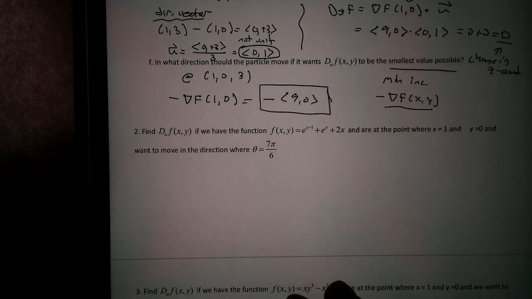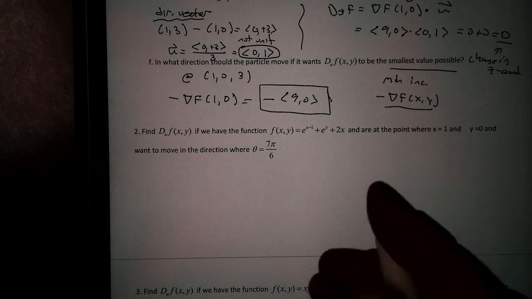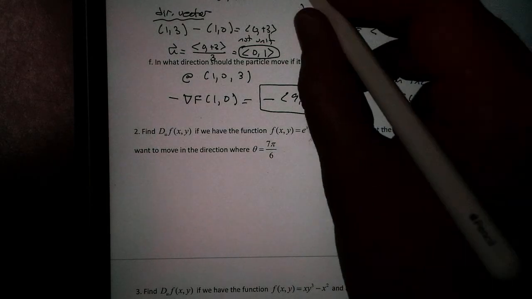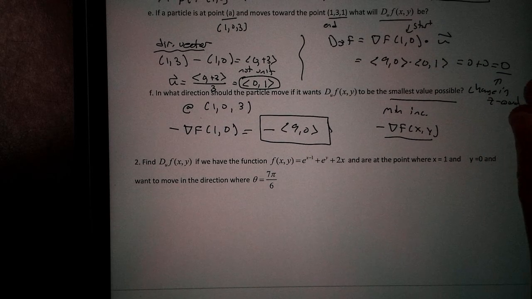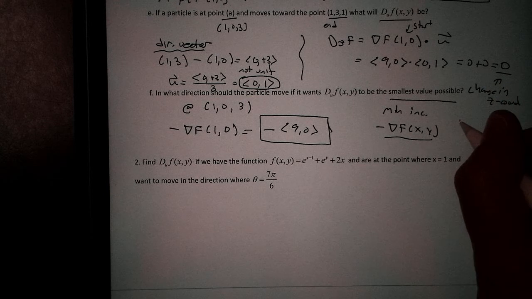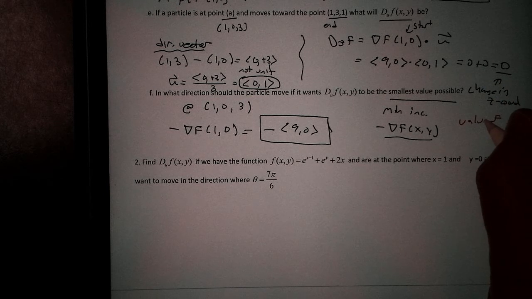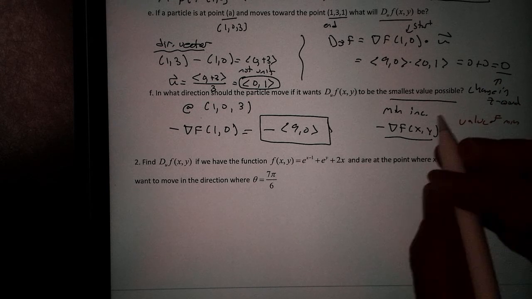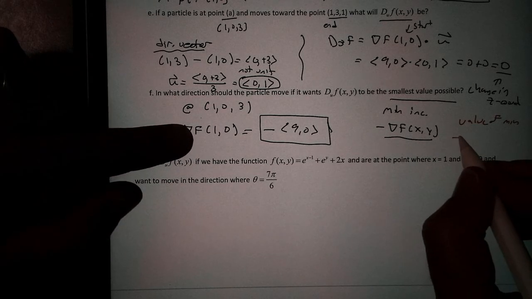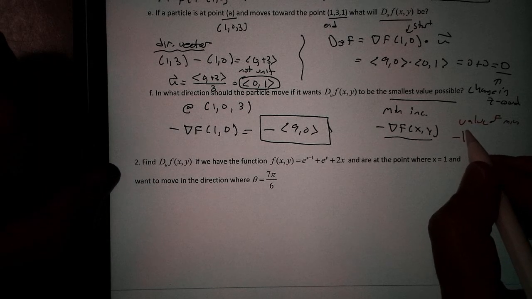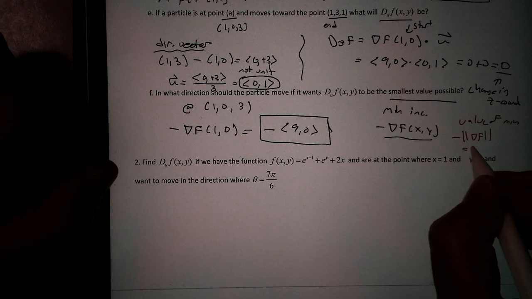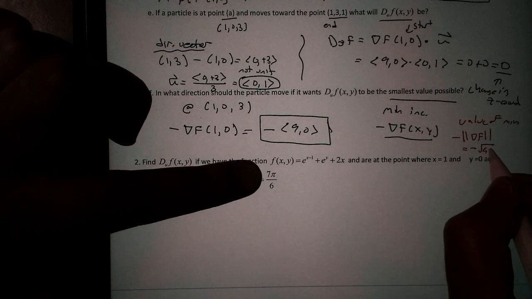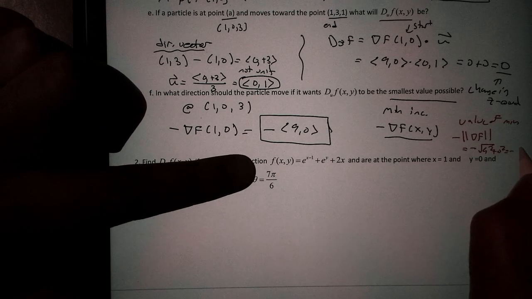So I hope, now, I can also find its magnitude, remember? Now again, this is not part of this question, but you're going to see this today on your homework. So let's go ahead and answer another part of this. Let's say we want the value of the minimum increase. So that's just going to be the negative of the magnitude of del F. So that's going to become negative the magnitude of 9 squared plus 0 squared, or negative 9 in this case.